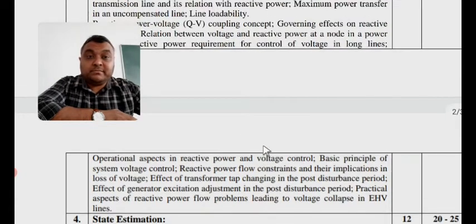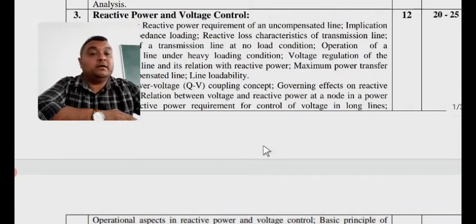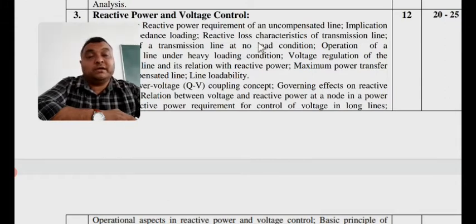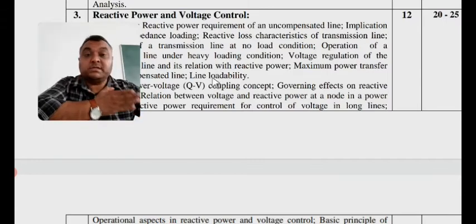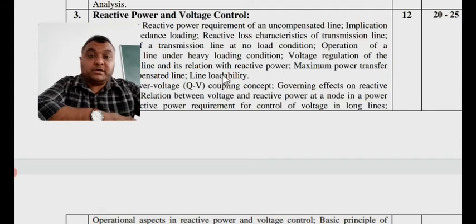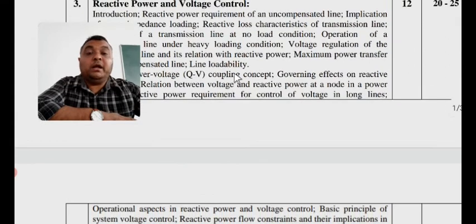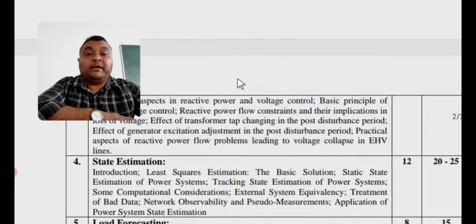So it seems quite a lengthy chapter compared to the previous two chapters, and its percentage weighting is 20 to 25. Reactive power and voltage control is really an essential part of the power system. We must know how it is operated and how we can control the reactive power for better transmission of power.